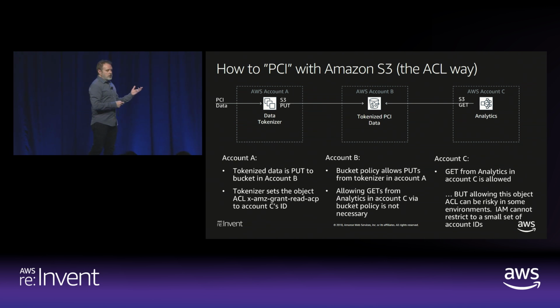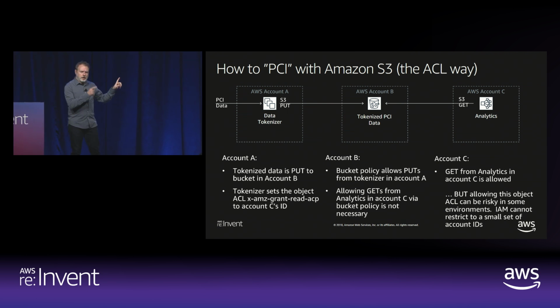So how do you do this with an ACL? The tokenizer can set an object ACL that you see here with account C's ID. And the bucket policy still allows that access in from account C. And now account C can read that because there's an ACL on that object that says, yep, account C is allowed to read it. No other account can, but account C can. But it can be risky in some environments.